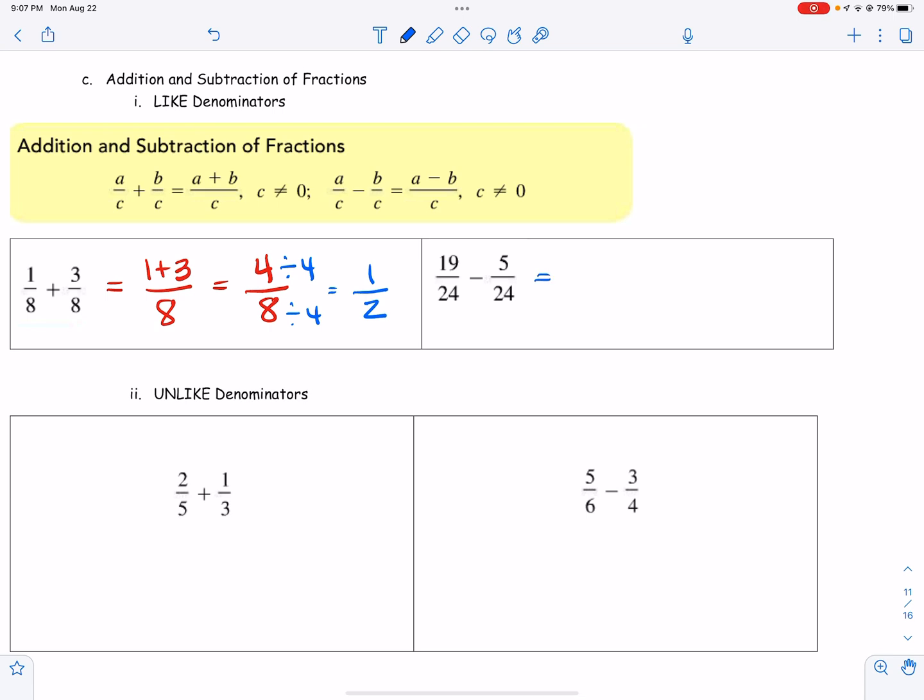Okay, if it is a subtraction problem, you still write the denominator one time and take 19 minus 5, and you will get 14. And then I will have to divide both of these by 2 so that I will get 7/12, okay?